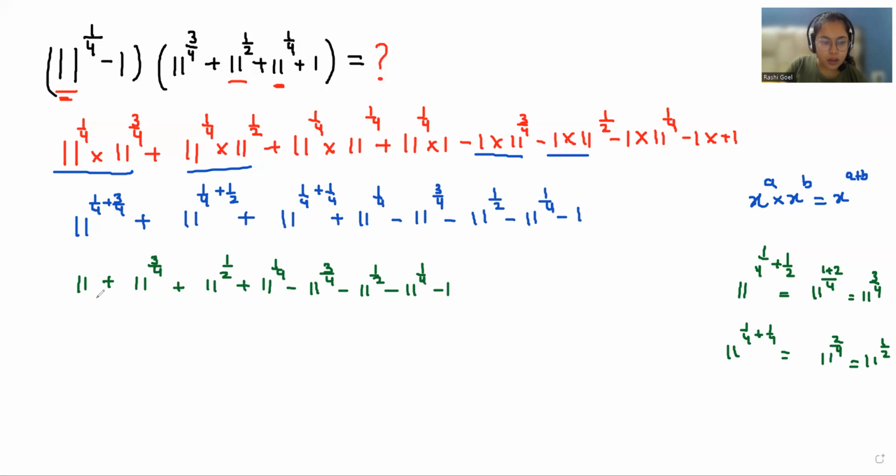Now, here is plus 11^(3/4) and here is minus, so we cancel these out. Similarly, plus 11^(1/2) and minus 11^(1/2) cancel out, and here plus 11^(1/4) and minus 11^(1/4) cancel out. So only minus 1 is left. So 11 minus 1 is 10. So that's how you can solve this type of problem without using a calculator.